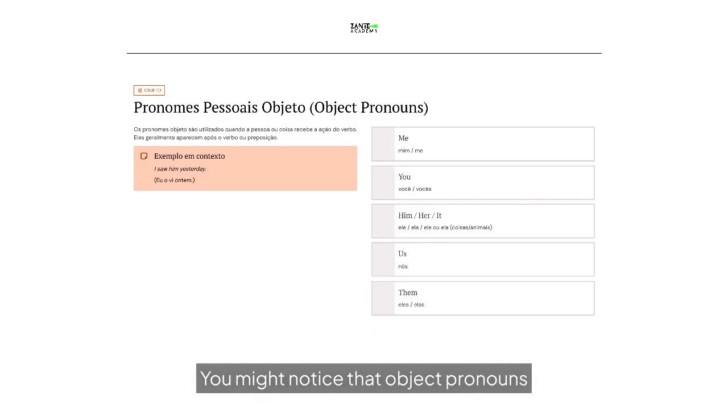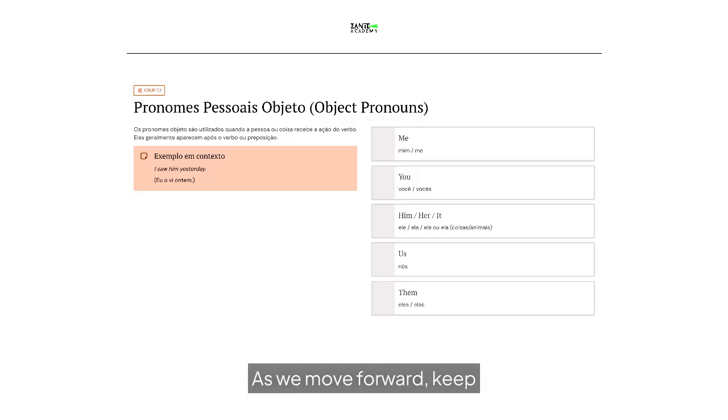You might notice that object pronouns often appear after the verb or a preposition, which is important for forming correct sentences. For instance, in the phrase, "can you help us?" the pronoun "us" comes right after the verb "help," showing who needs assistance.